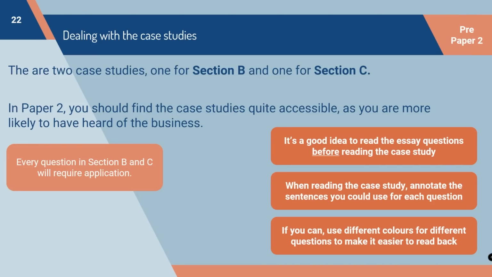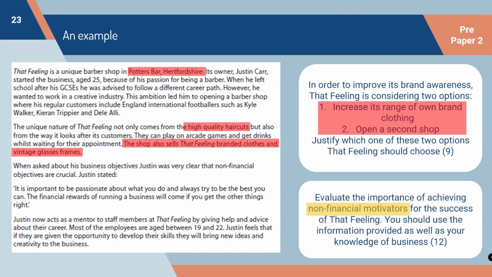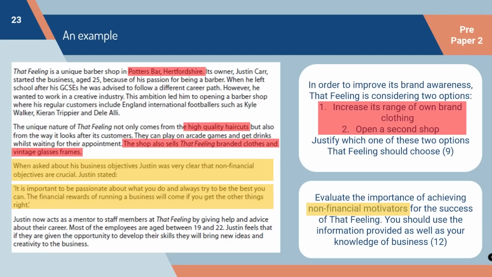It's a good idea, in my opinion, to read the essay questions before reading the case study. And then when you're reading the case study, annotate the sentences you could use for each question. If you can, use different colours for different questions to make it easier when you look back to find the right parts in the case study. So here, for example, I've got this example. I think this is the one I used in the paper 1 video as well. And what you'll see here is that I've highlighted specific parts of the case study in different colours to make it clear for me which bits relate to which question.